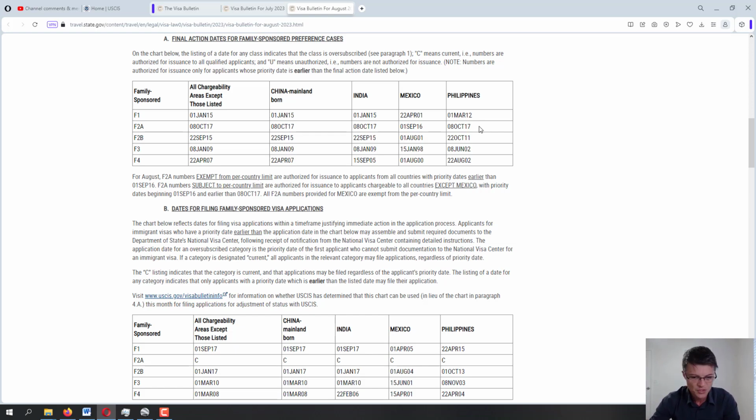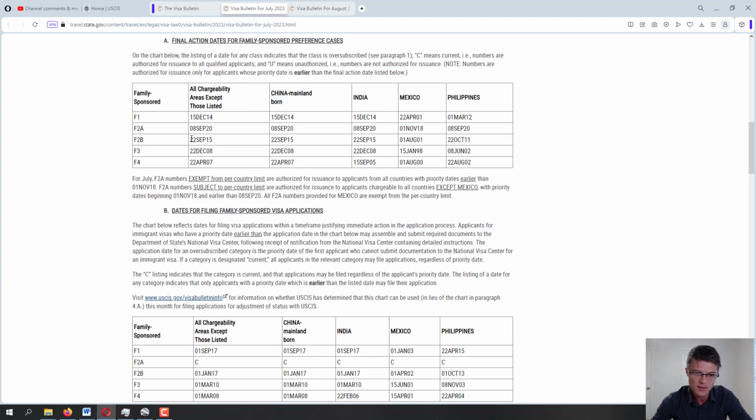That's children and spouses of permanent residents. That's not very good news, unfortunately. Okay, let's move on to the F2B, see what happened for the F2B category.